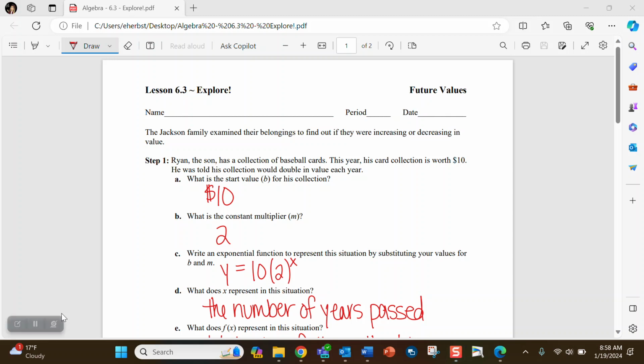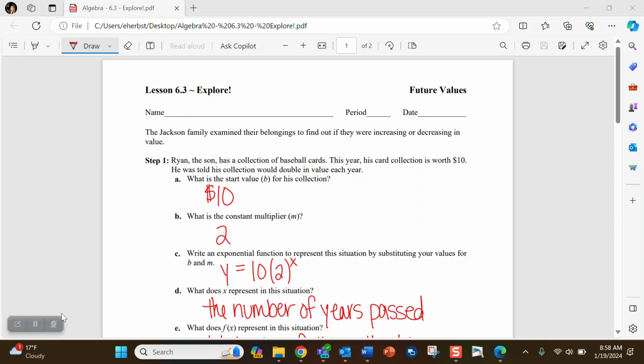I have posted a video here of the 6-3 Explorer that I gave you last night for homework, so I would like you to check over your answers here with this video. So the first question, or the first step, is about the Jackson family. They examined their belongings to find out if they were increasing or decreasing in value.